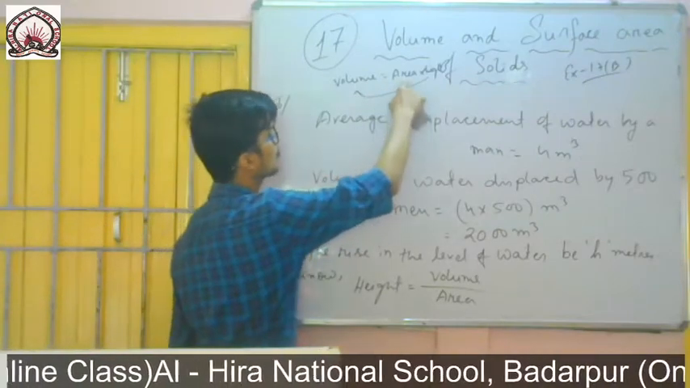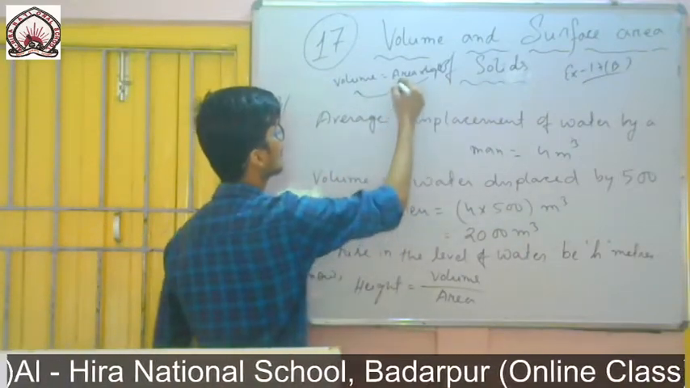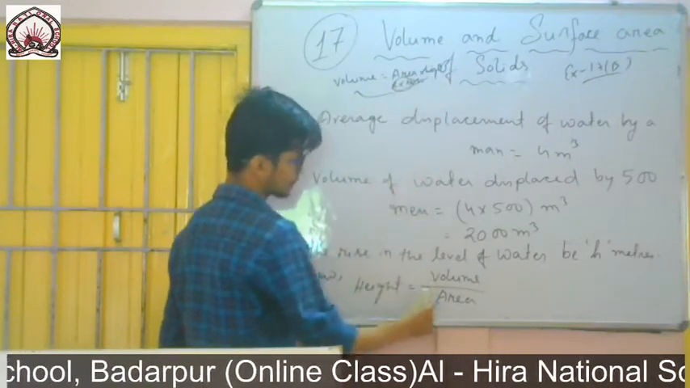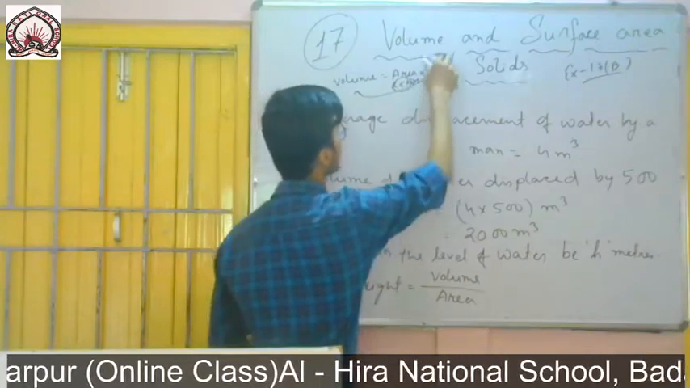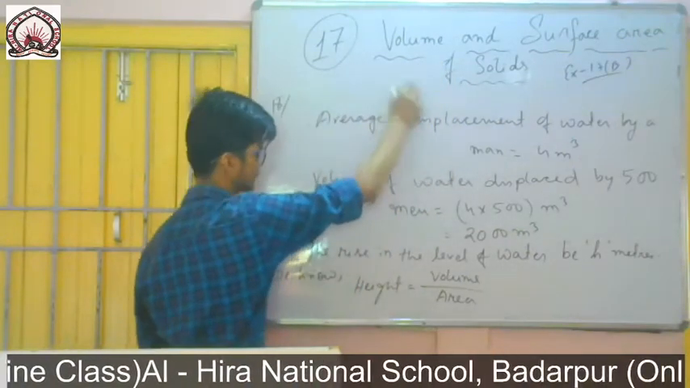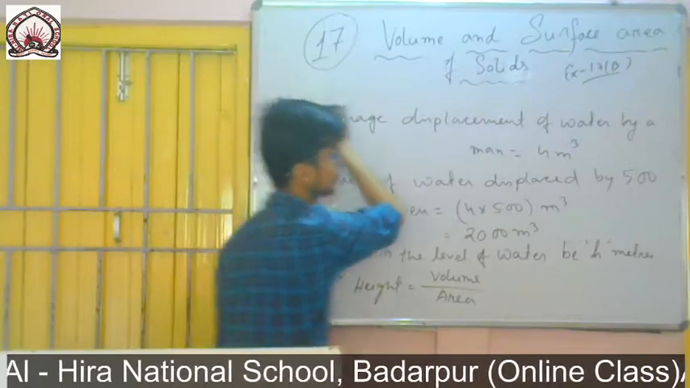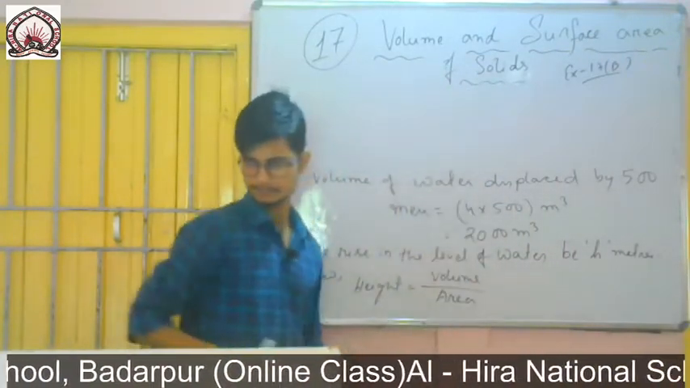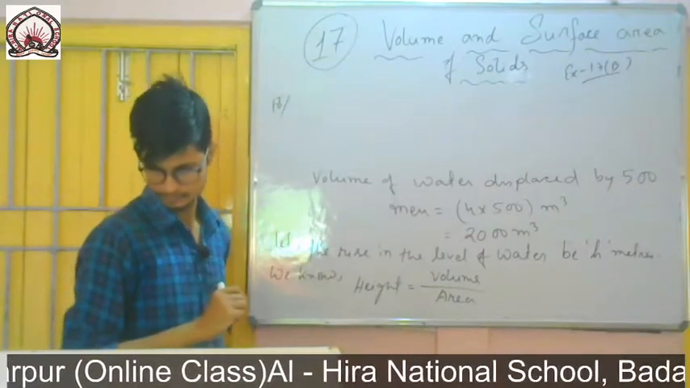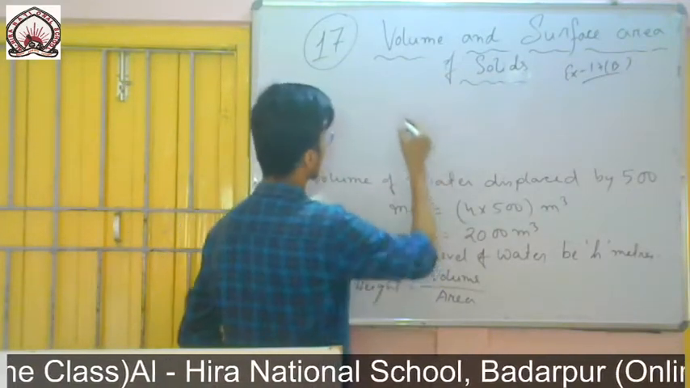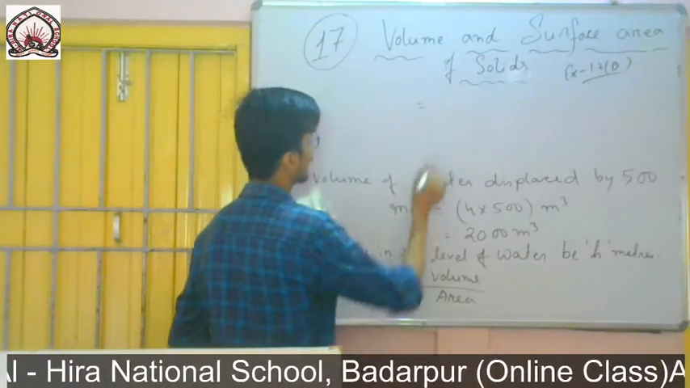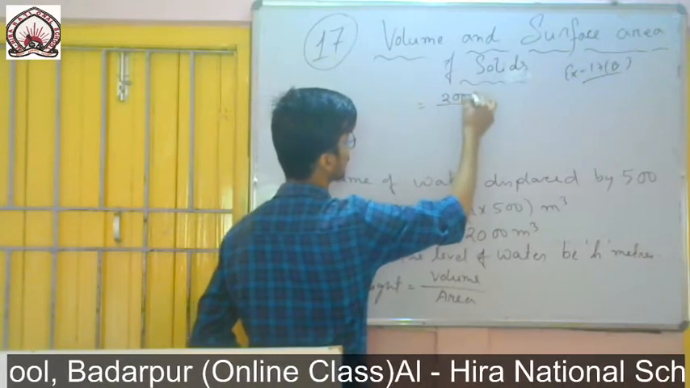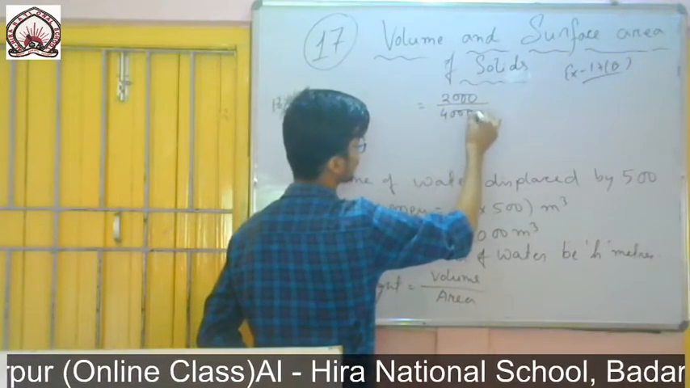Area means length into breadth. We know the formula for volume is length into breadth into height. So length into breadth means area, that's why I have written area into height. So now I will put the value. So height will be equal to volume, we have got it as 2000, and area it was 4000.